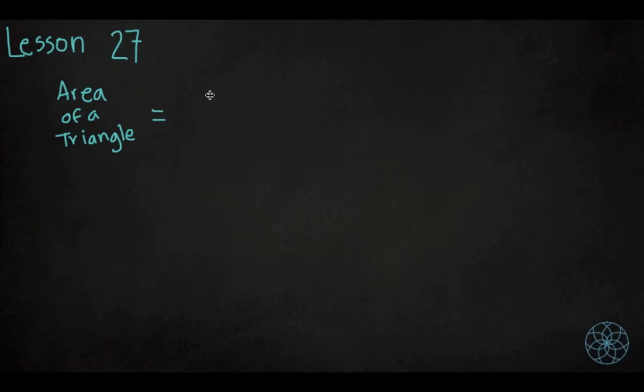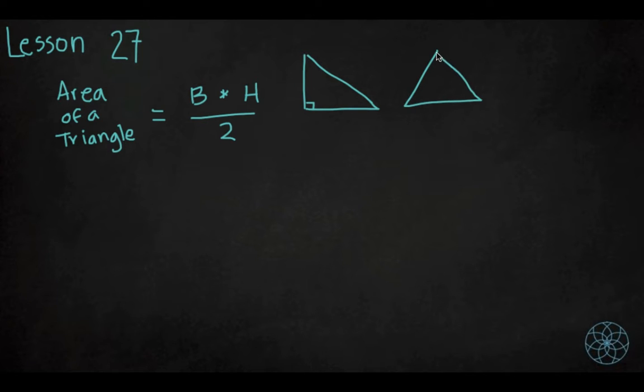All you do is take the base of the triangle and multiply it. Oh, and actually, I'm going to do an asterisk. That way we get used to using that instead of an X. Base of the triangle times the height of the triangle divided by 2. And this is true whether you have a triangle that looks like this with a right angle, whether you have a triangle that looks like this, or if you have a triangle that even looks kind of funny like this.